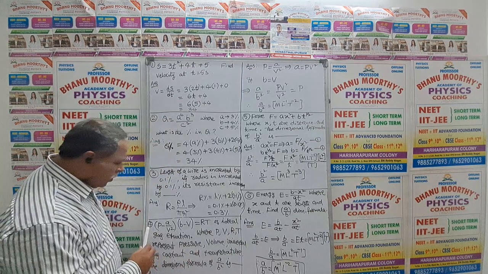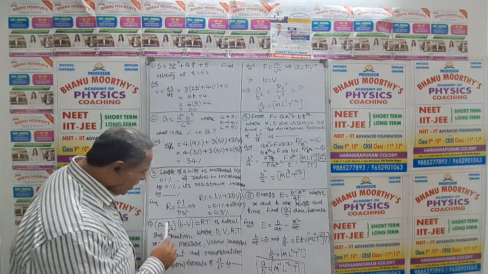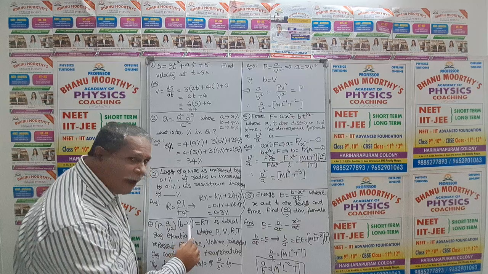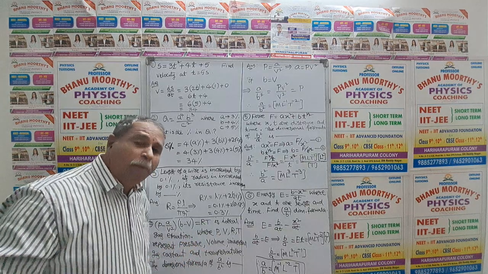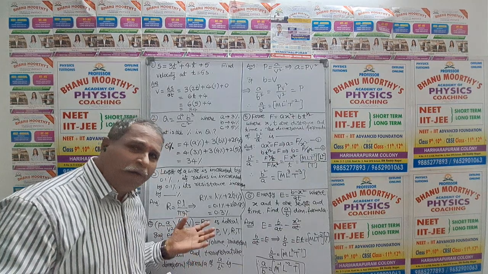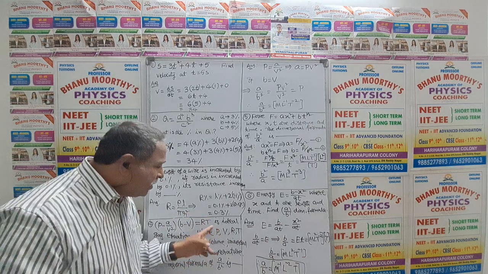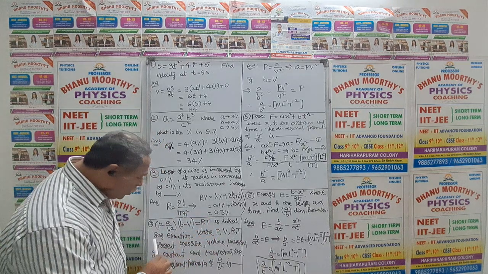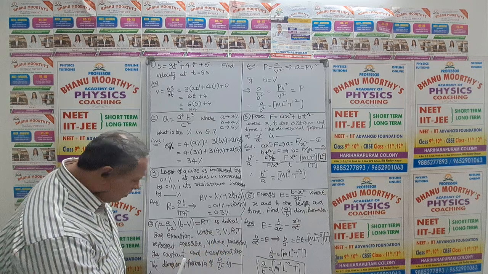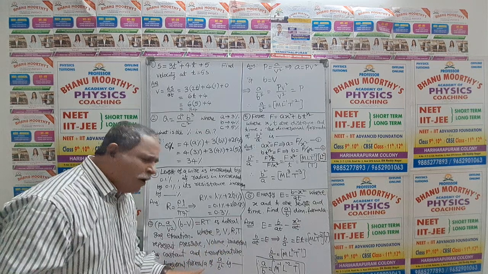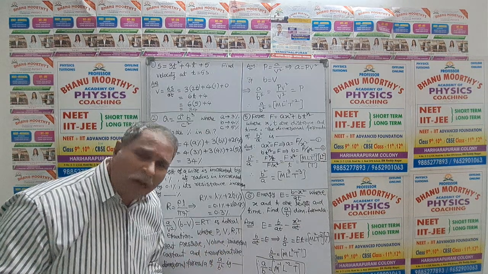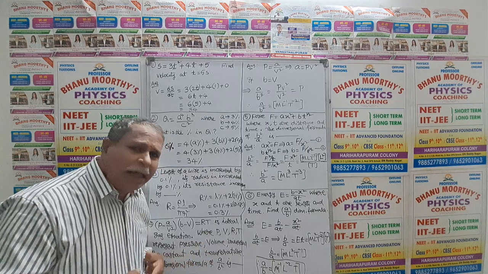Now, the fourth question: P minus a by v square, into v minus b, equals RT, where P is pressure, V is volume, R is the universal gas constant, and T is temperature. What is asked here? The dimensional formula of a by b square. Of course, a and b are constants. They are asking for the dimensional formula of a by b square.